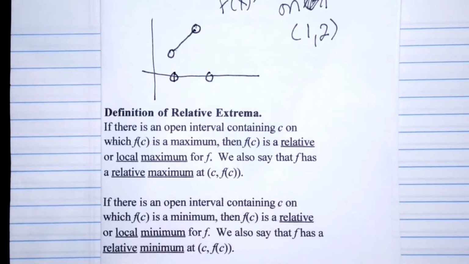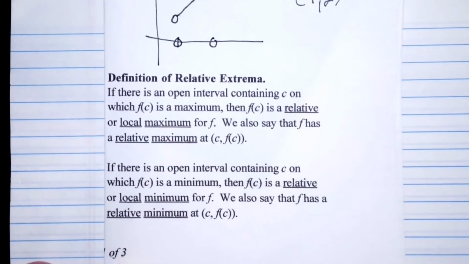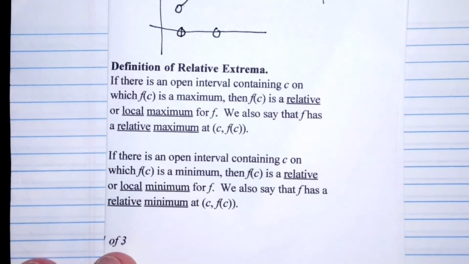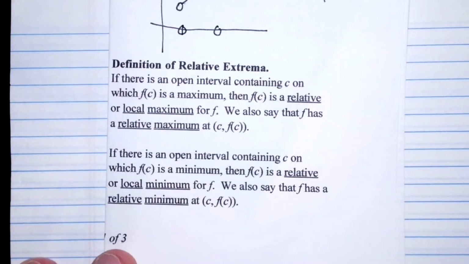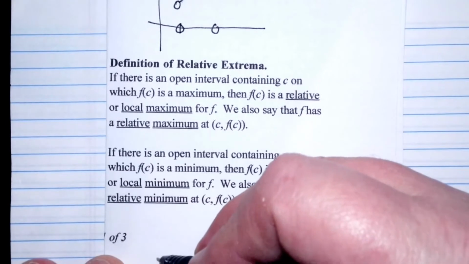Alright, so now we're going to talk about relative extrema. If there is an open interval containing c on which f of c is a maximum, then f of c is a relative maximum or local maximum, as opposed to a global or absolute maximum that we talked about before. We also say that f has a relative maximum at c, f of c. And if there is an open interval containing c on which f of c is a minimum, then f of c is a relative or local minimum for f, and we say that f has a relative minimum at c and f of c. So let me give you an example.